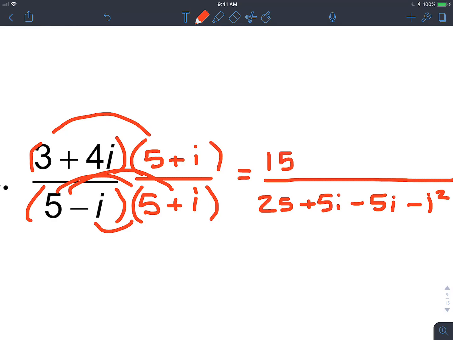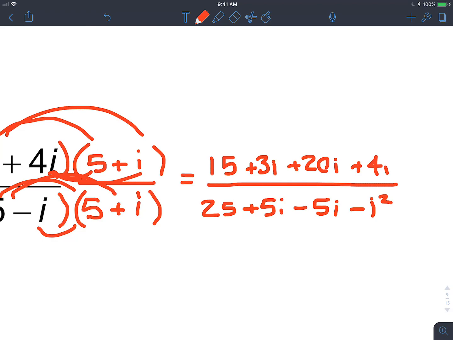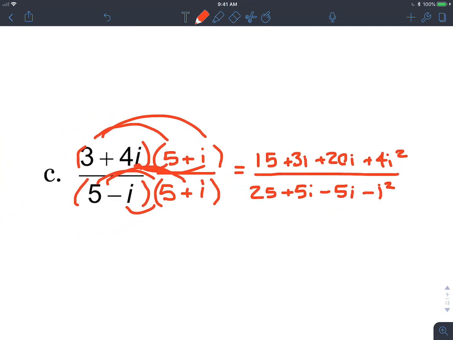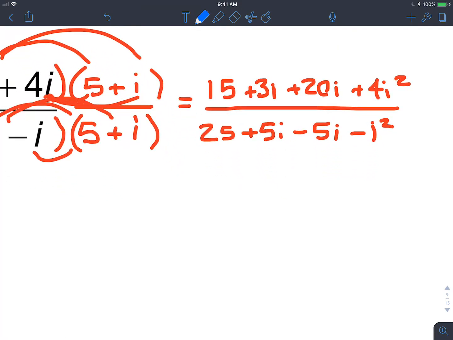So this will be 15. I guess this will be plus 3i. The insides will be plus 20i. And then the last will be plus 4i squared. So, pretty crazy. Got a lot of stuff going on here, so just one step at a time. I know my 5i's will cancel out. I know these i squareds are basically changed into negative 1.